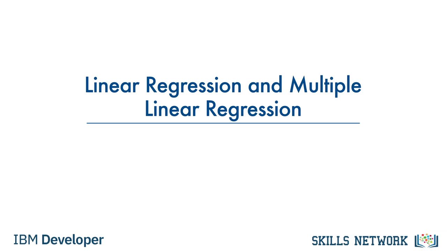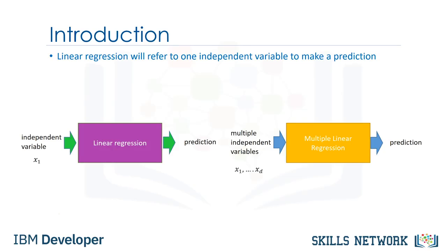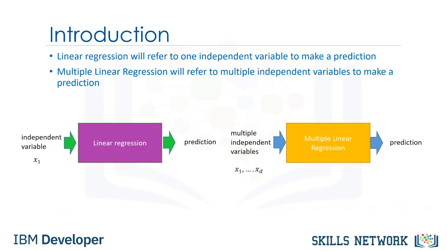In this video, we'll be talking about simple linear regression and multiple linear regression. Simple linear regression refers to using one independent variable to make a prediction. Multiple linear regression refers to using multiple independent variables to make a prediction.